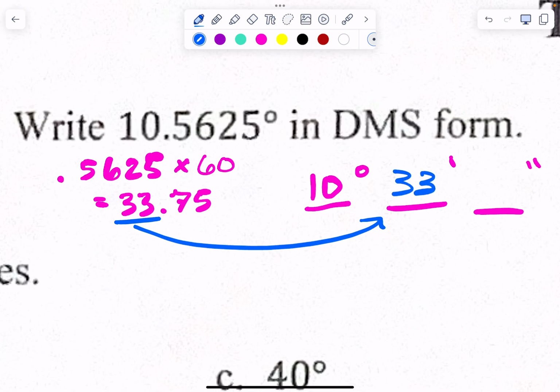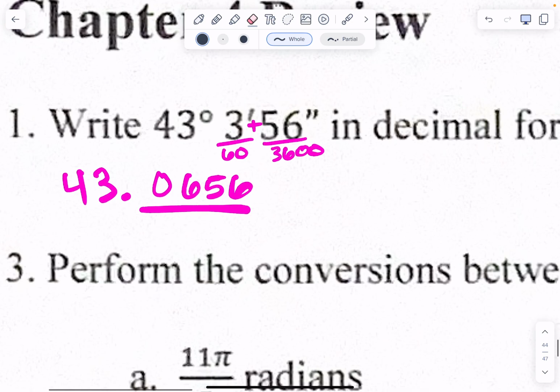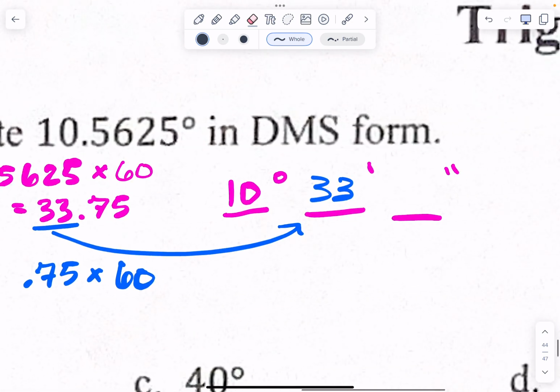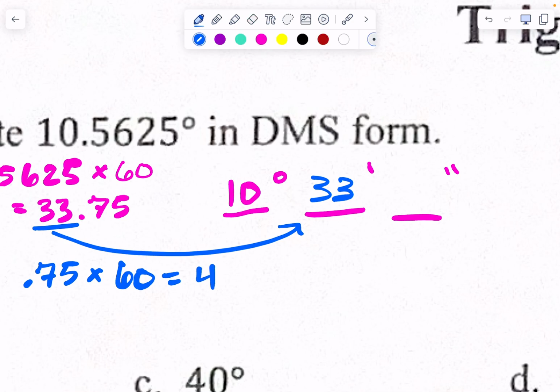Then what? Take 0.75 times not 3,600, 60 like you guys said. Over here we were dividing by 60, divided by 3,600. You guys understand why we only do 60 and 60 this time? Because 60 times 60 is 3,600, and this one was already multiplied by 60. It's like the 0.75 was a part of this decimal that got multiplied by 60 already. So if you multiply by 60, you get 45 seconds.